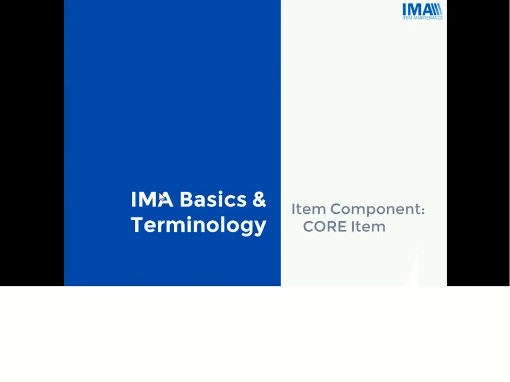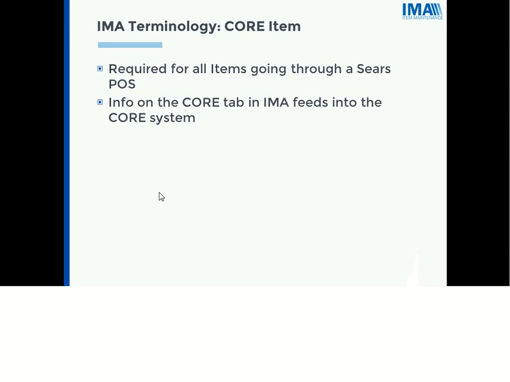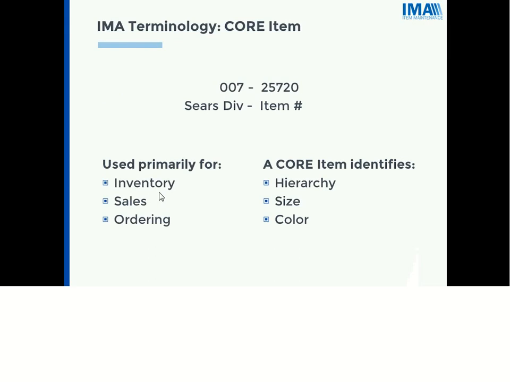Okay, so core item. This is only for Sears. It's required for all items going through a Sears point of sale. Now, you don't have to do anything on the core item tab. However, if you're supplying product for Sears, you will need that core item number because you will be ticketing your items with it. That core item number consists of the 3-digit division, then a dash, and a 4 or 5-digit item number.